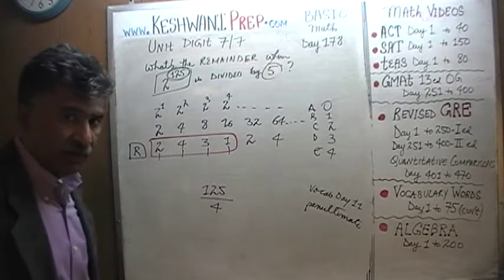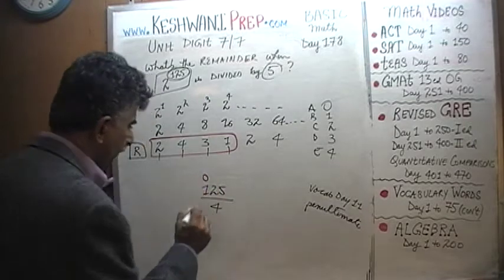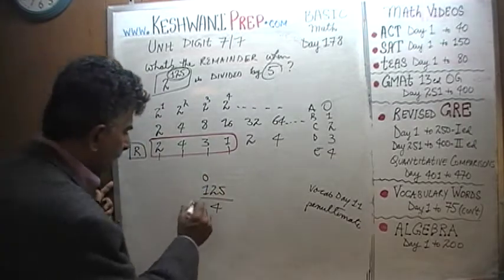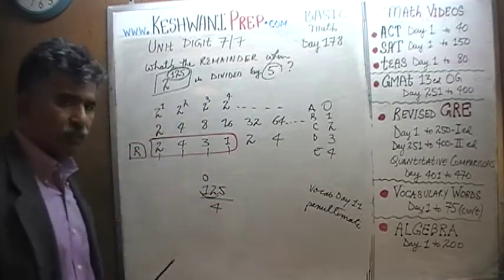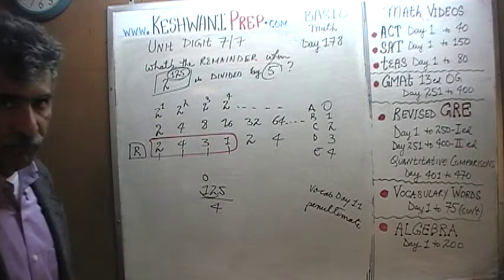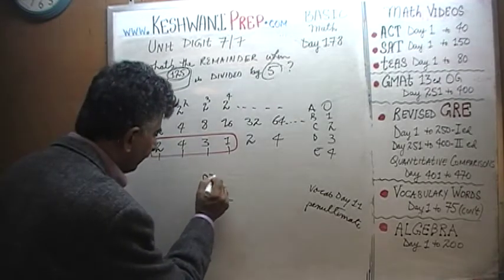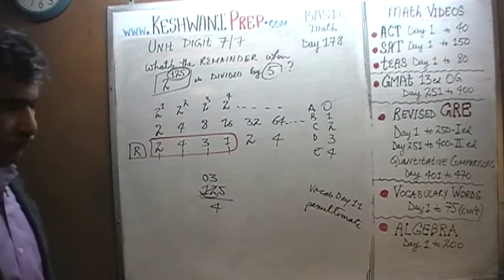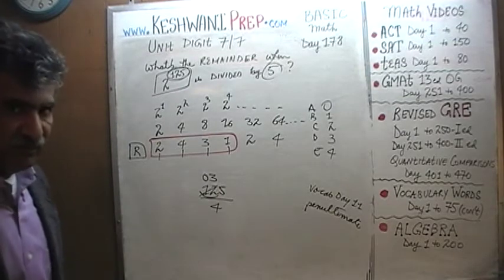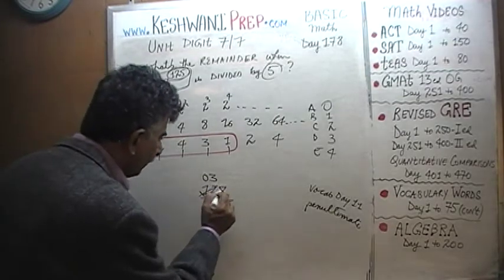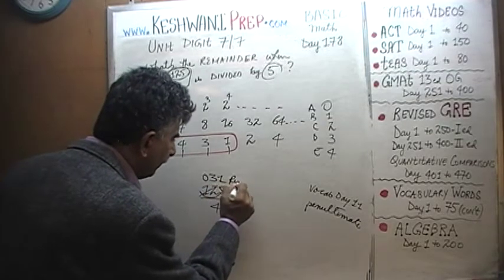How many 4s does 1 have? 1 has no 4. 1 goes and joins the 2, becomes 12. How many 4s does 12 have? 12 has 3 4s. So that's it, we're done. How many 4s does 5 have? 5 has 1 4, with the remainder of 1.